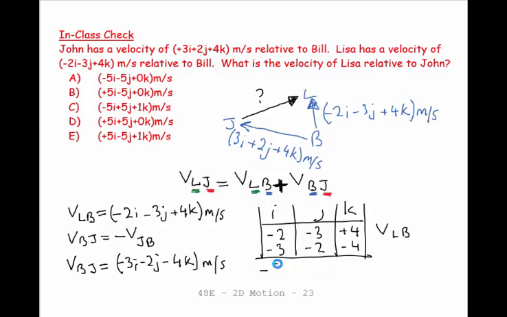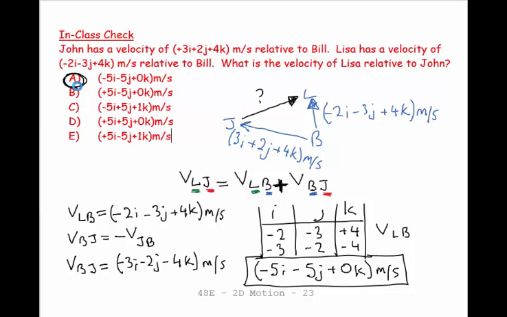So I have -5i - 5j + 0k meters per second. So that should be my answer. Let's see if it's there. -5i minus 5j. There's my answer.